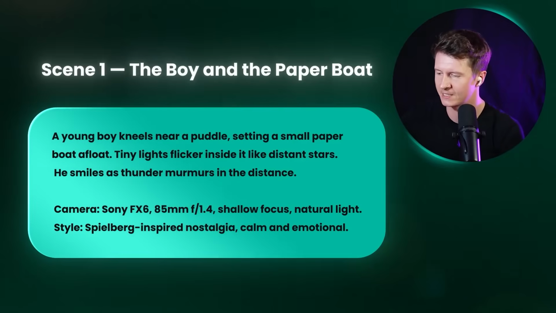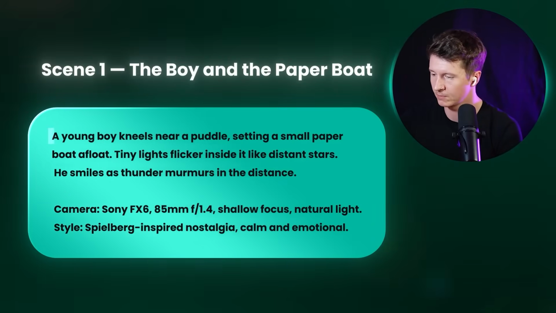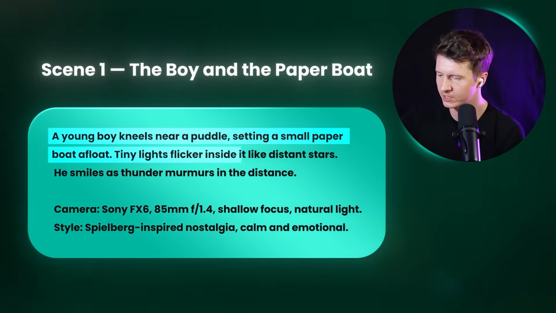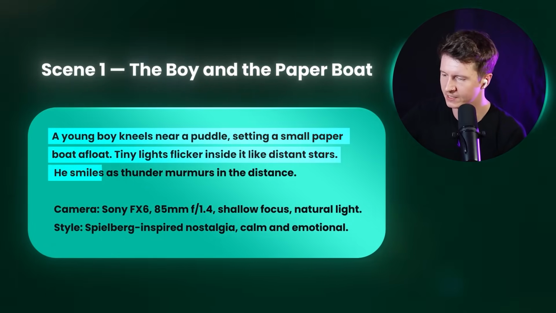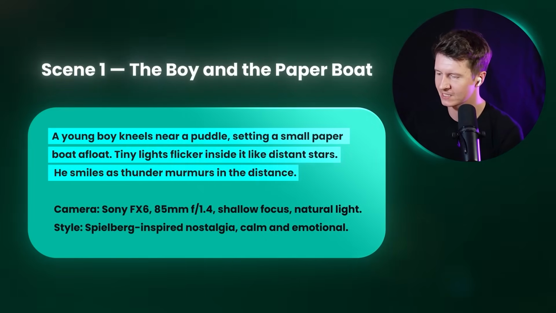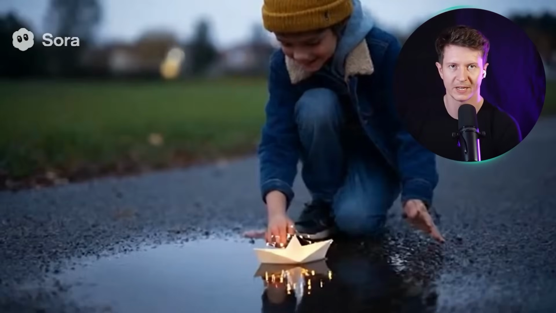So the first is a scene with the boy and the paper boat. The prompt is: a young boy kneels near a puddle, setting a small paper boat afloat. Tiny lights flicker inside it like distant stars. He smiles as thunder murmurs in the distance. I then input a camera type and a style of Steven Spielberg inspired nostalgia. So here we have Sora 2.